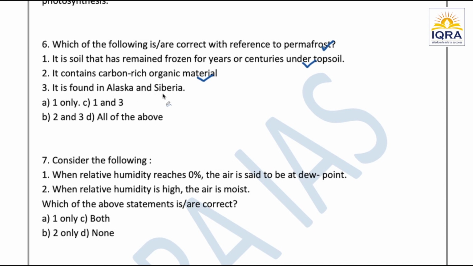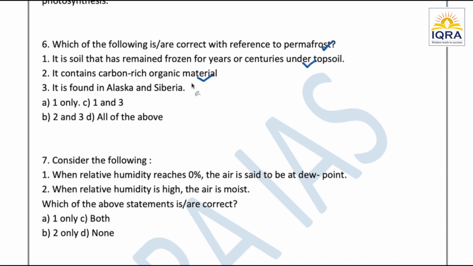See, permafrost, as the name indicates, is a ground that continuously remains below 0 degrees Celsius for 2 or more years, right? And can be present on land or under the ocean. So our statement 1 becomes correct. Statement 2 says that it contains carbon-rich organic material. It is also correct as it stores the carbon-based remains of the plants and the animals that froze before they could decompose. All right. Statement 3 says that it is found in Alaska and Siberia.